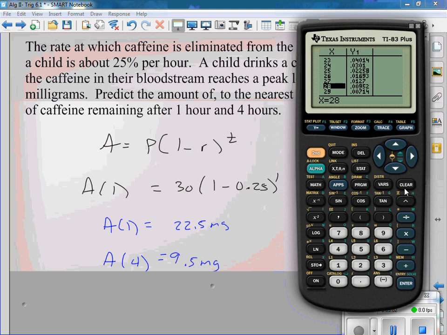This is for a child. Your bloodstream pushes out stuff faster. As an adult, like when I drink my cup of coffee, it doesn't leave my bloodstream at 25%. It leaves my bloodstream at 15%. So let's see, if I change mine to 0.15, when do 30 milligrams of caffeine leave my body? Wait till I get a double 0.